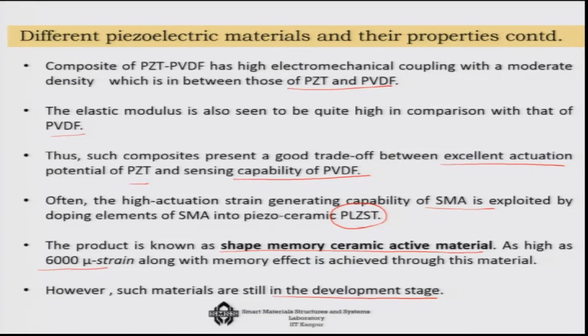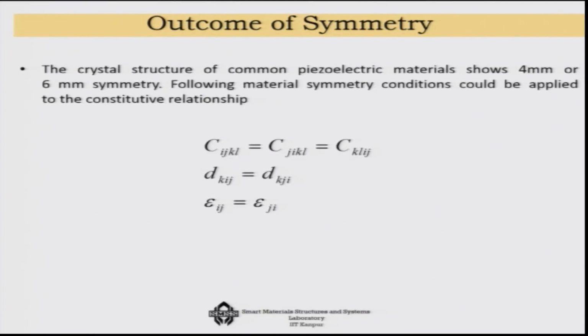Now, we know the constitutive relationship. Can we have more symmetry based on the materials that we observe? In fact, we see that common piezoelectric materials show 4 mm or 6 mm symmetry. So, the outcome of this symmetry is that our elastic constants have this symmetry, and also the piezoelectric charge constant, and also our strain tensor.